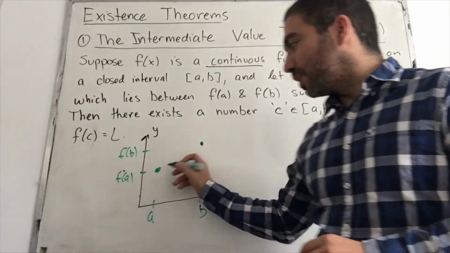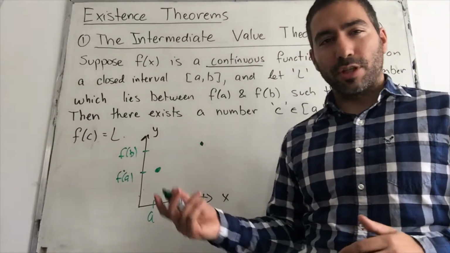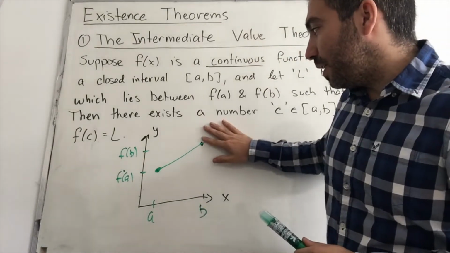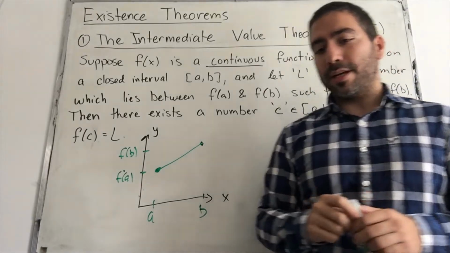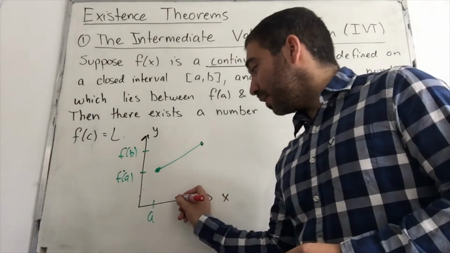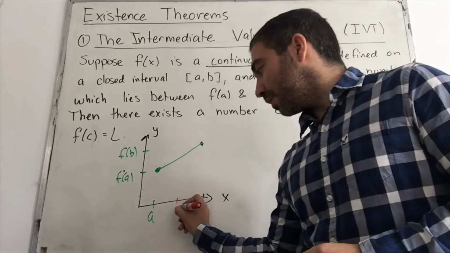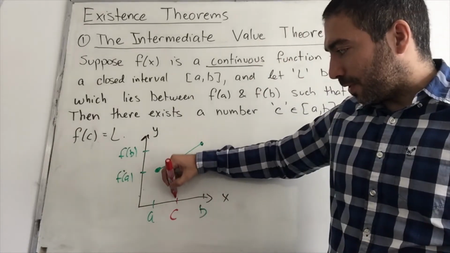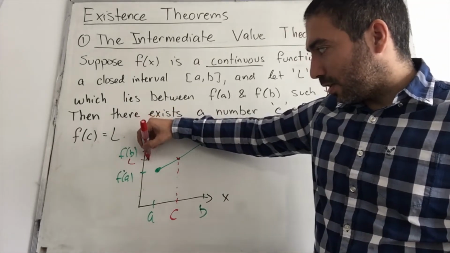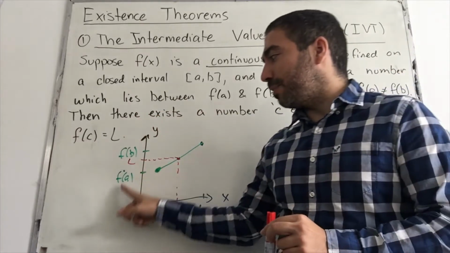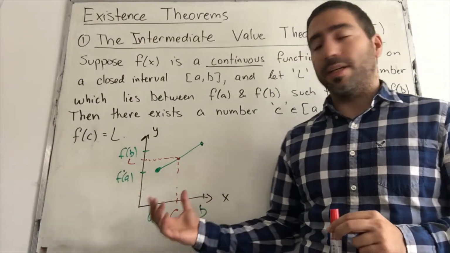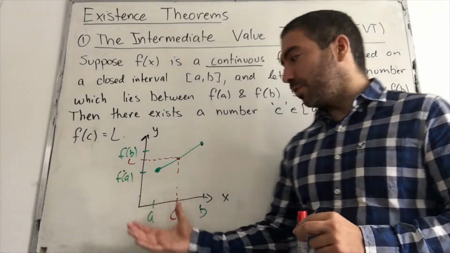And you have some continuous function that connects a to b. So I'm just going to draw a straight line. What IVT is telling us is that there's a number c in between a and b, such that it hits the function at L, and L is in between f of a and f of b. Okay, so this is essentially what IVT is telling us. I'm not going to look at the proof, I'm just giving you the idea.